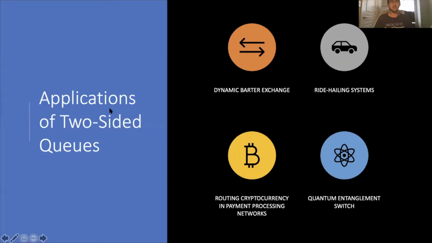Now, let's look at the applications of two-sided queues. Some of the more intuitive applications include dynamic barter exchange and ride-hailing systems, whereas there are also a lot of non-trivial examples, which include routing cryptocurrency in payment processing networks and quantum entanglement switches. I will not go into the details of these systems, but I would just like to point out that the two-sided queuing model appears in a lot of different systems naturally, and that's why it's important to study it.